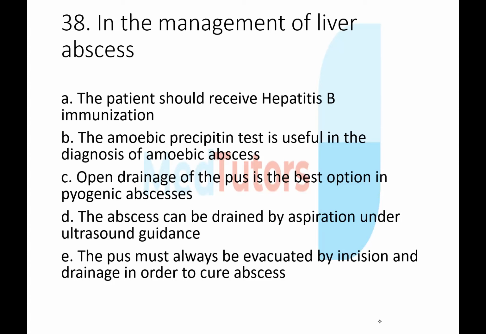In the management of liver abscess: A, patients should receive hepatitis B immunization. B, the amoebic serology test is useful in the diagnosis of amoebic liver abscess. C, open drainage of the pus is the best option in pyogenic abscess. D, the abscess can be drained by aspiration under ultrasound scan.